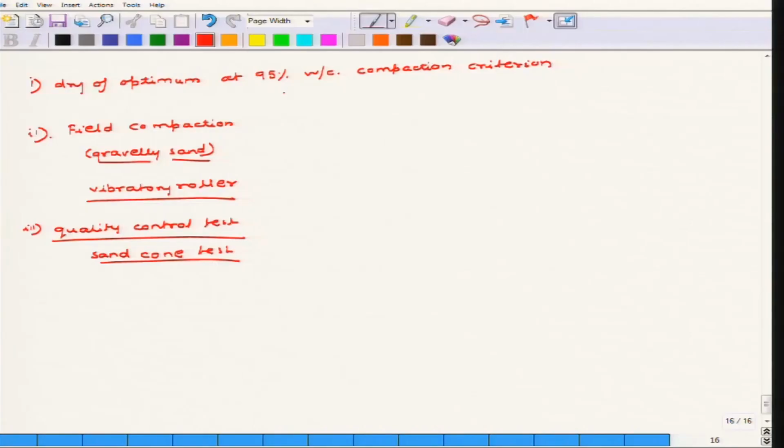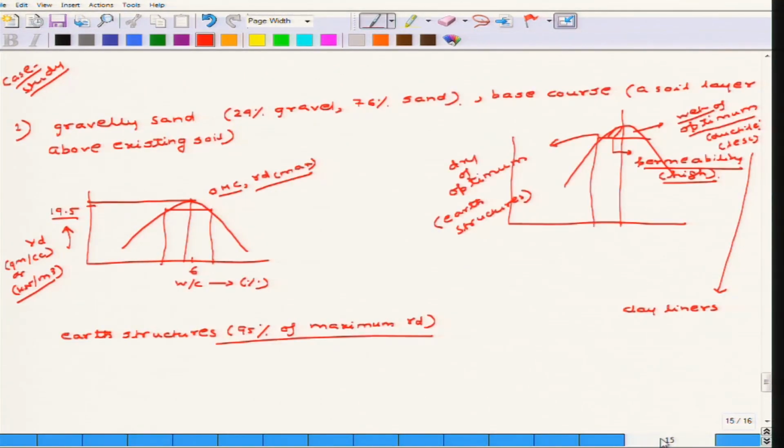That is what I have also said here. Next, depending on whether it is a coarse grained soil or fine grained soil, you decide whether to use vibratory compaction or a tamping method. Since it is again a gravelly sand, we have used a vibratory roller here, and the quality control test is mostly the sand cone test, and sometimes a nuclear density meter is also used. Today we have covered all the compaction part, and in the next class we are going to discuss the permeability part along with a little compaction and other case studies.